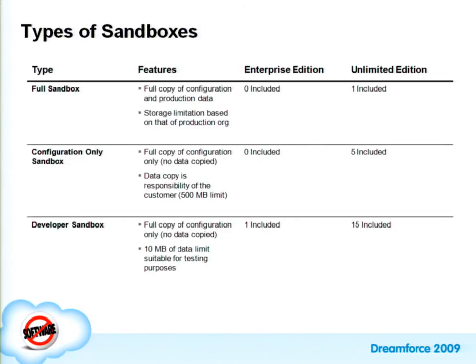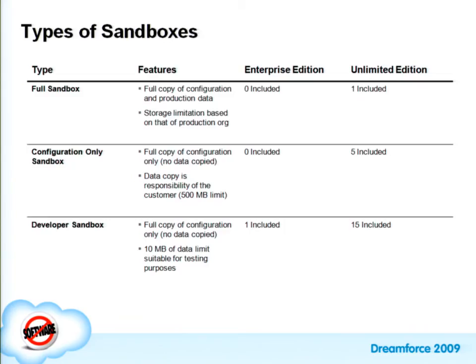Now, I think about 6 years ago, maybe, we introduced Sandbox. And I wanted to give an overview for those of you who are not familiar with it. There are 3 different kinds of sandboxes that we offer. A full copy sandbox, which includes not only all of the metadata in your organization, but also all of the data. There's one of those included as part of Unlimited Edition, and they're available for purchase with Enterprise Edition.